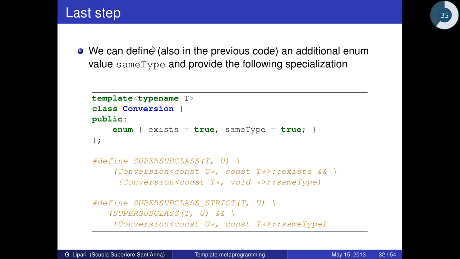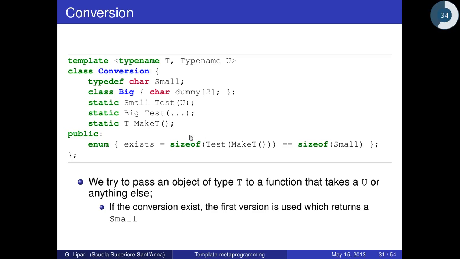Okay, so the last step is to define, as in the previous code, an additional enum value same type and provide the following specialization. So when only one T is passed, not two but just one, then exist is true and same type is true. Otherwise we write exist and then same type is false.